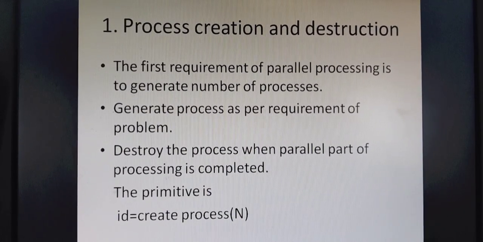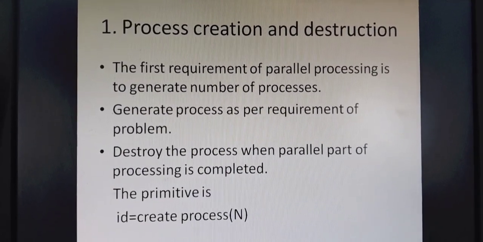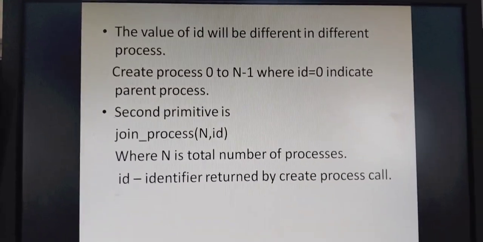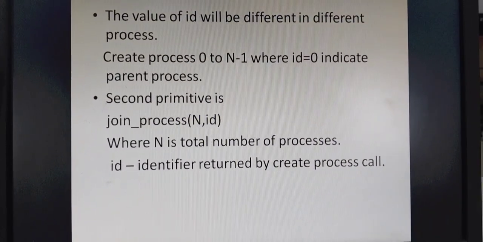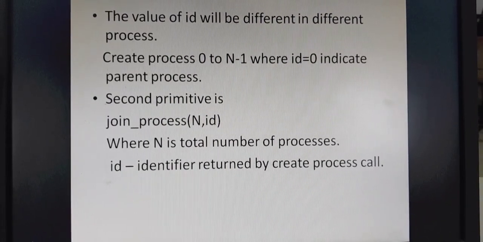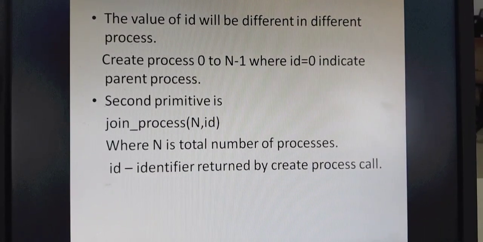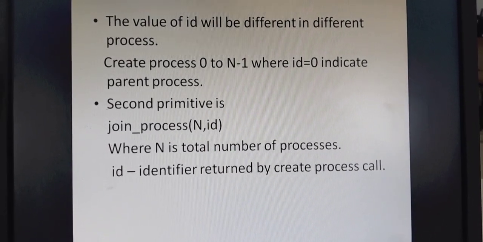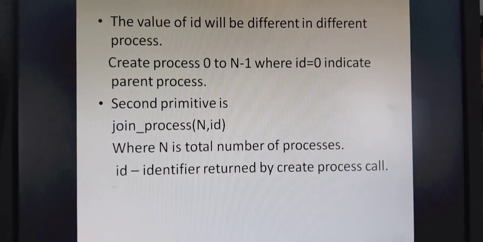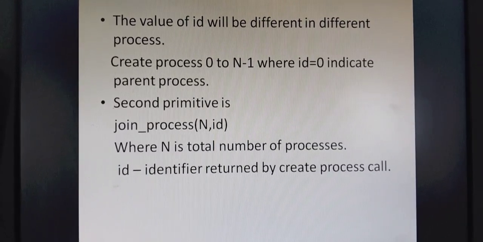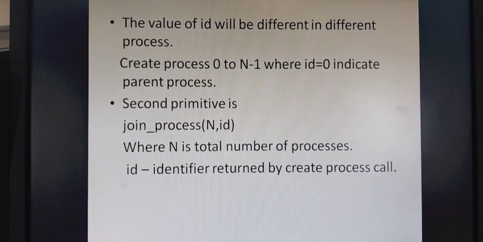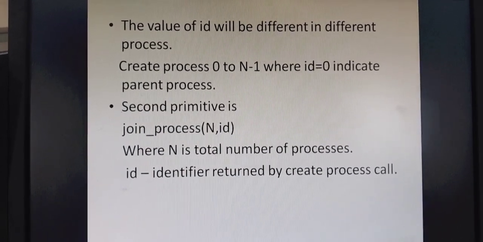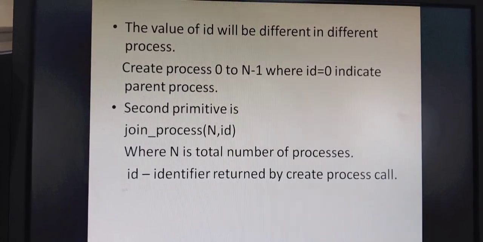Now the first primitive for process creation and destruction is id = create process, and the value of id will be different in different processes. Now how many processes can be created? Processes 0, 2 and -1, where id equal to 0 indicates a parent process. The second primitive is join process n, id, where n is the total number of processes and id is the identifier returned by the create process call.